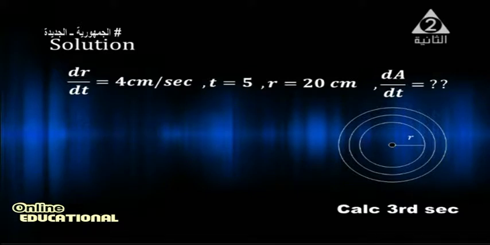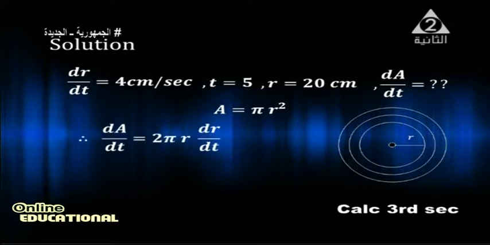Now, dear students, what is the relation between the area and the radius of a circle? Yes, the area A equals pi r squared. We can differentiate both sides with respect to the time t. The derivative of A is dA/dt equals, pi is a constant, and the derivative of r squared is 2r dr/dt. Then dA/dt equals 2 pi r dr/dt.